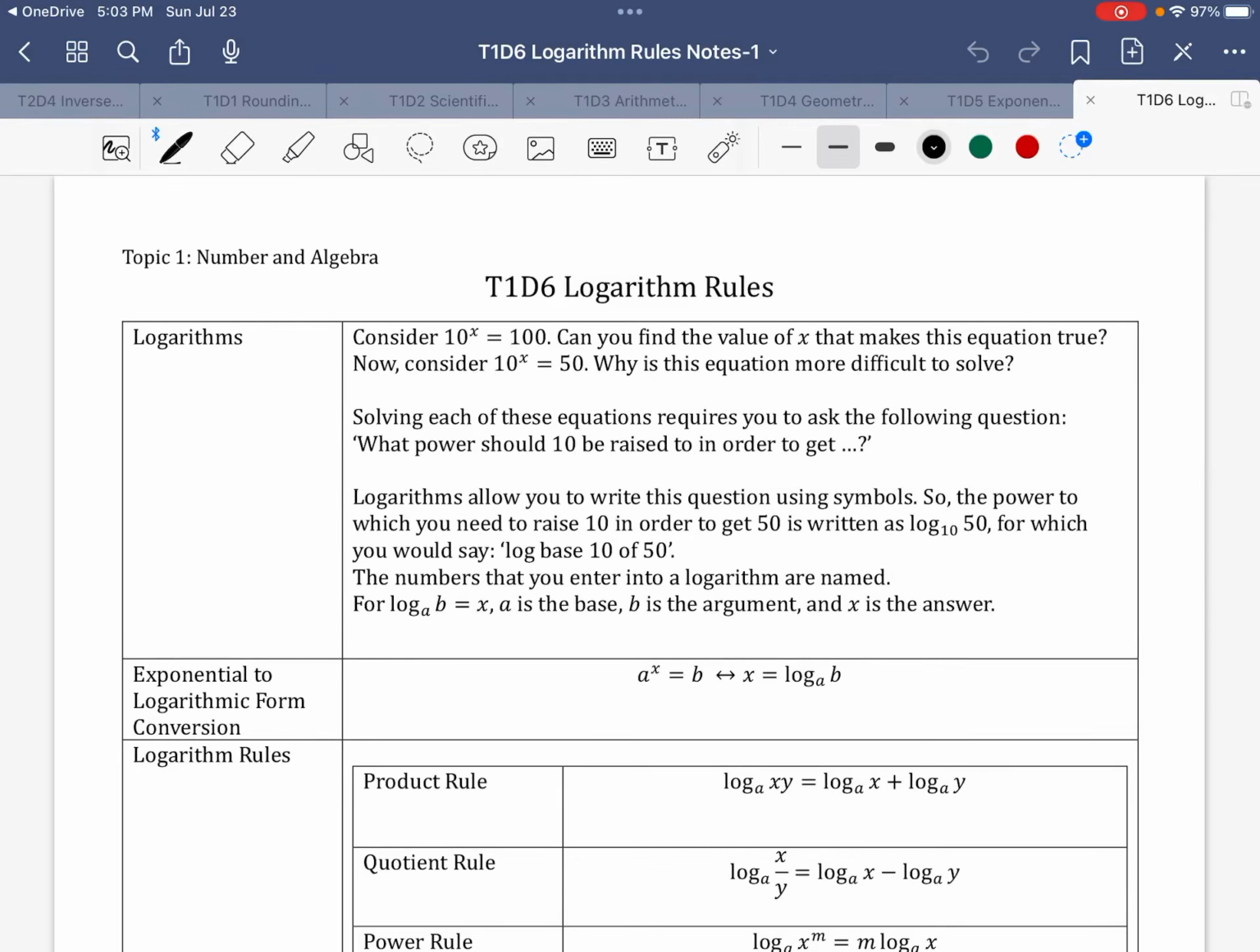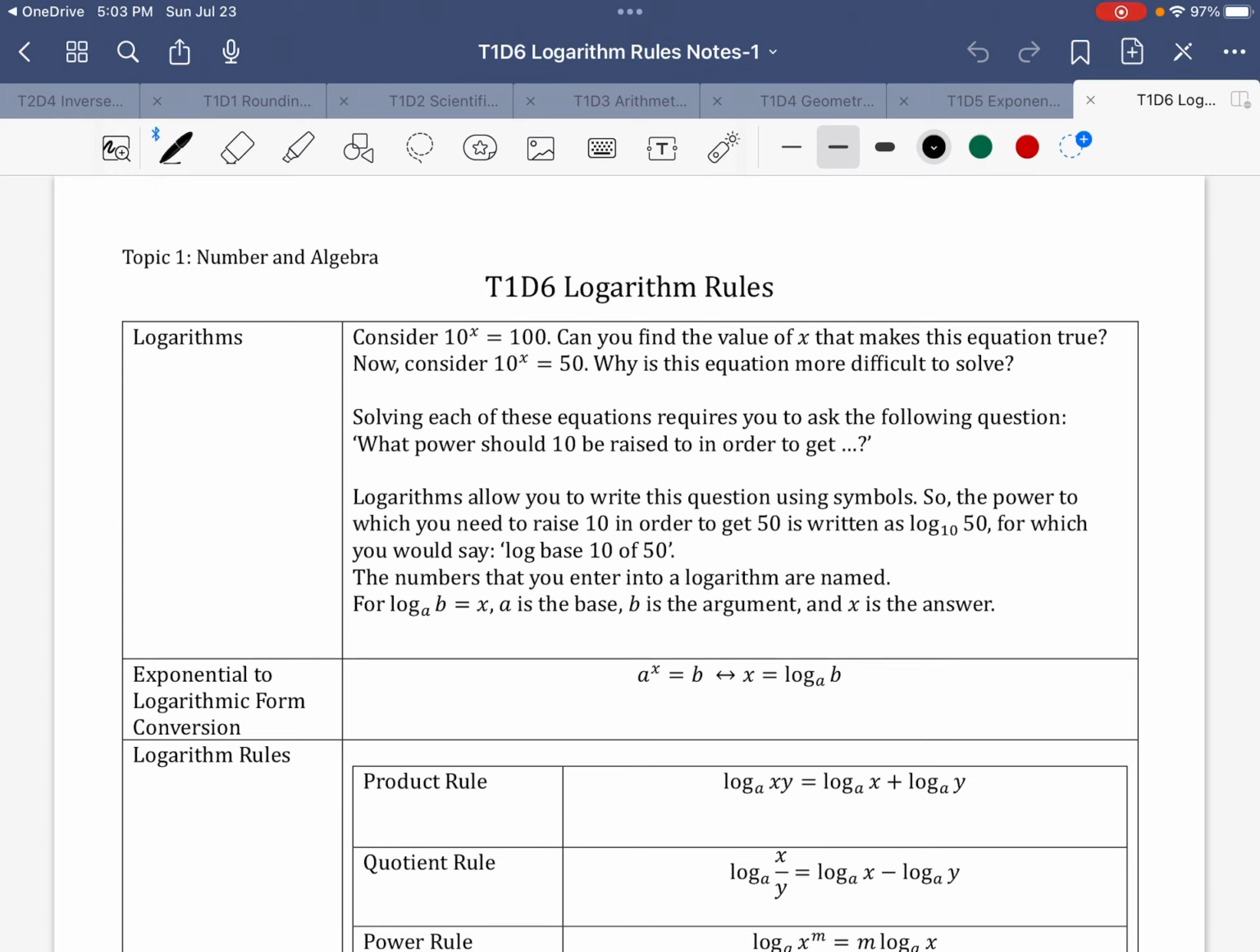Topic 1, Day 6, Logarithm Rules. If we consider the equation 10 to the power of x equals 100, can we think of a value of x that makes this equation true? Hopefully, you're thinking 10 squared, or 10 times 10, equals 100, so x is equal to 2. Cool, we can do that.